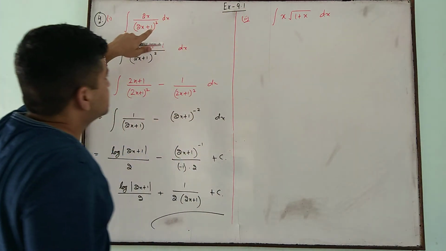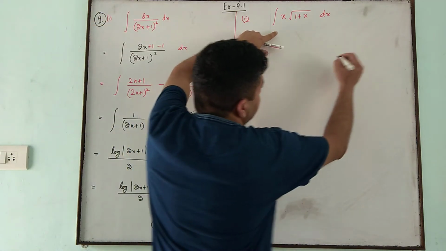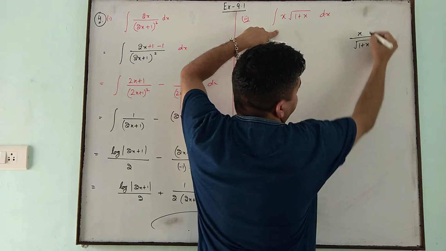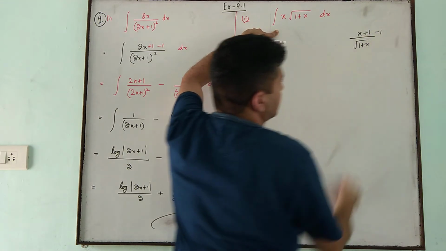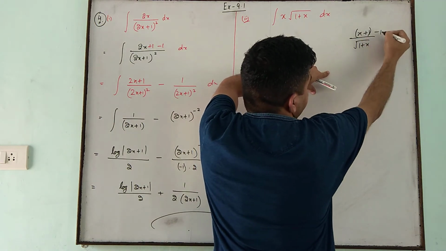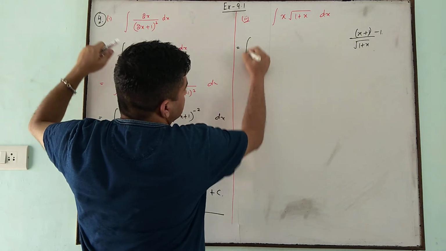Same question it is. See, this is in division, this is in multiplication. If suppose this is in division, then what we can do is, we can add 1 and subtract 1, and then separate with this, and then separate with this. That is what we did here. Here also we have to do the same.